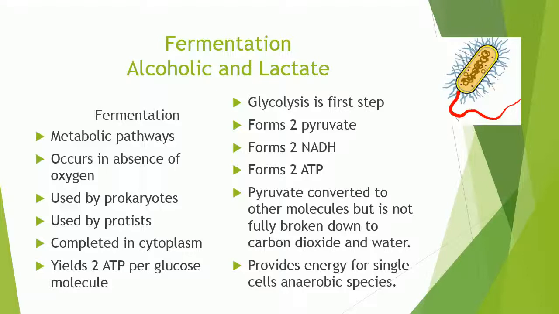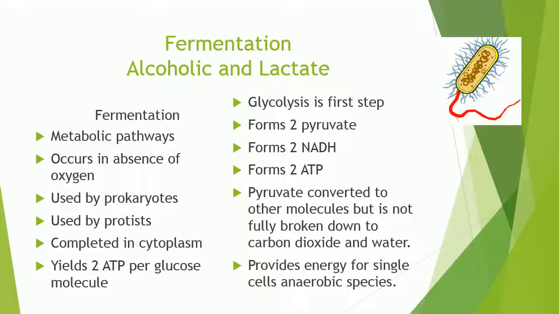Fermentation, alcoholic and lactate. We've already discussed it a little bit, but fermentation are metabolic pathways that occur in the absence of oxygen. They're used by prokaryotes, which are like bacteria. They're used by protists. It's completed in the cytoplasm, and it's going to yield 2 ATP per glucose molecule. So that is a lot less than the 36 that has been produced whenever you have aerobic respiration.